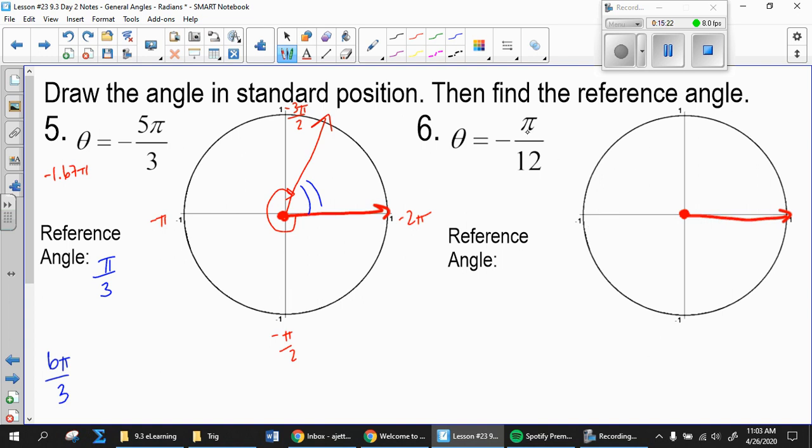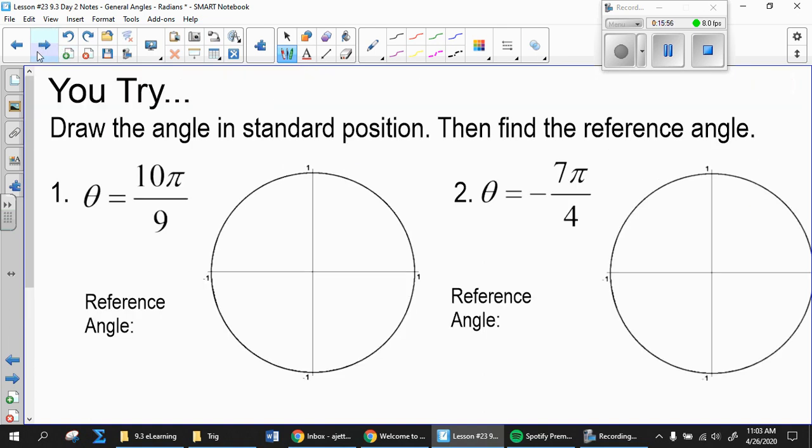Last one, negative pi over 12. Well, I know this is negative pi over 2, so I know 1/12 is less than 1/2, and so it's really just going to be this small angle right here, creating my reference angle right here. If we're going negative and I have my terminal side in the fourth quadrant, my reference angle is just going to be the same thing, but positive, of what my original angle was. All right, I want you guys to pause your video, do these 2 examples. Once you're done, unpause your video, and I'll have your answers there for you.